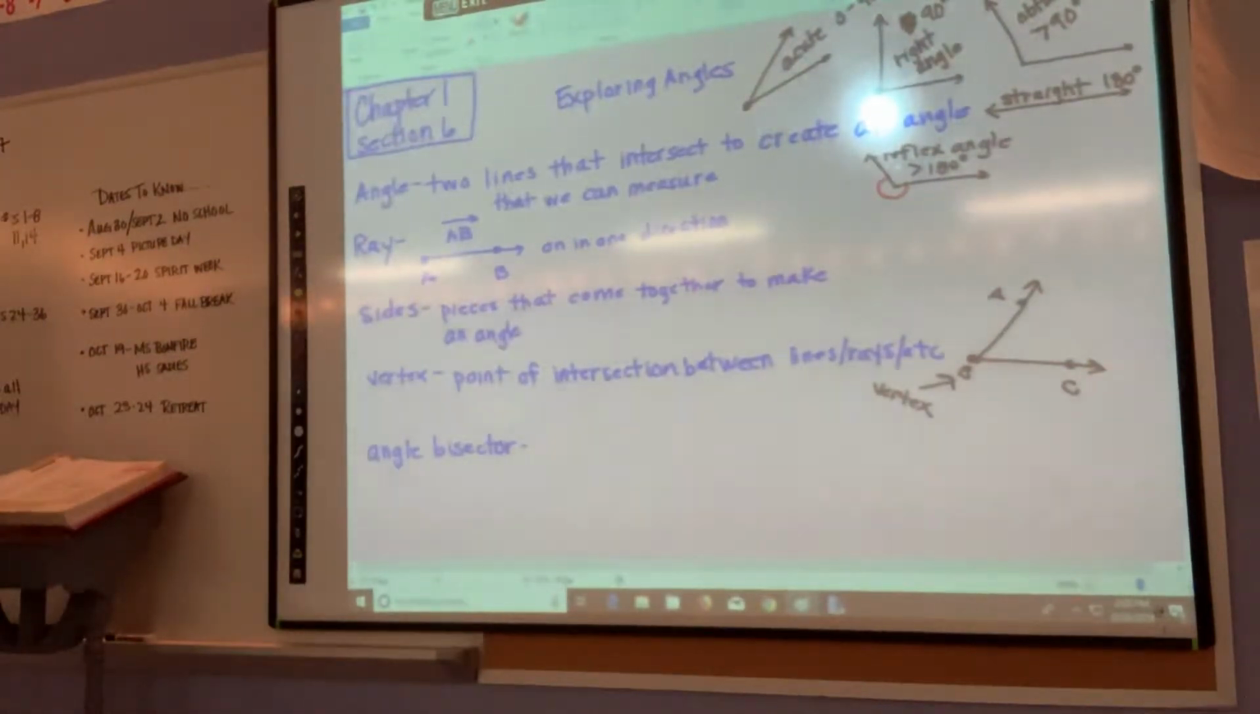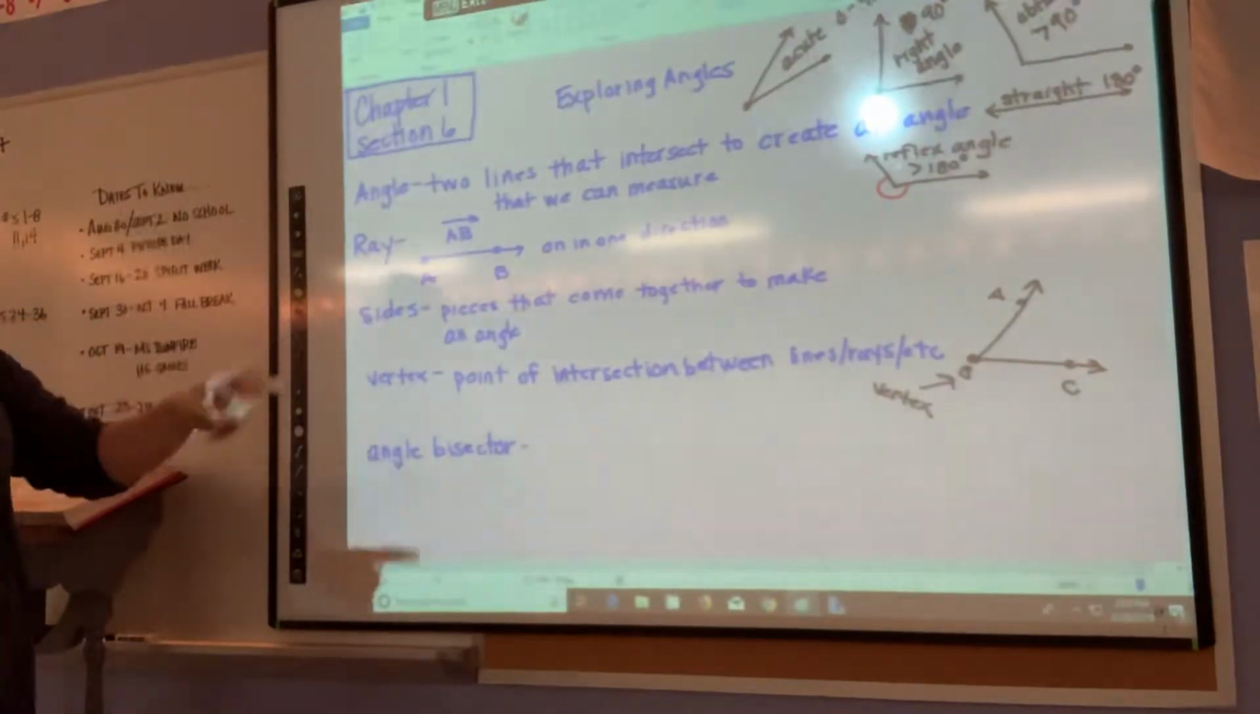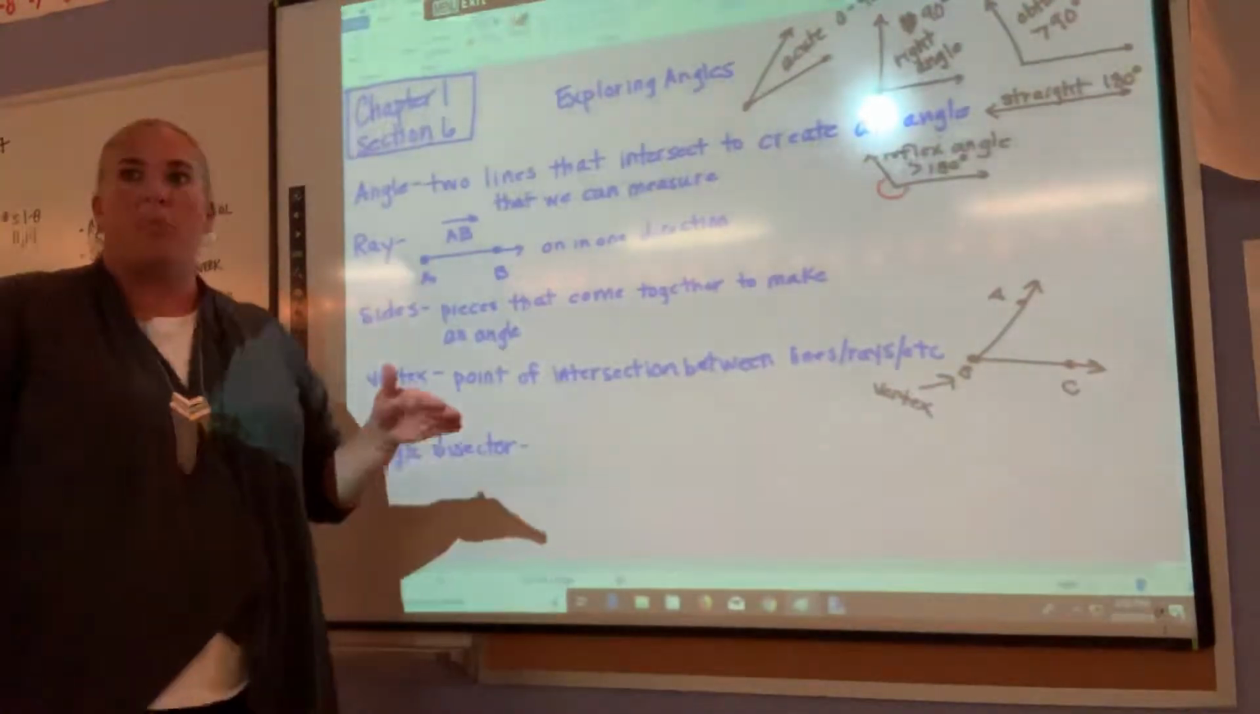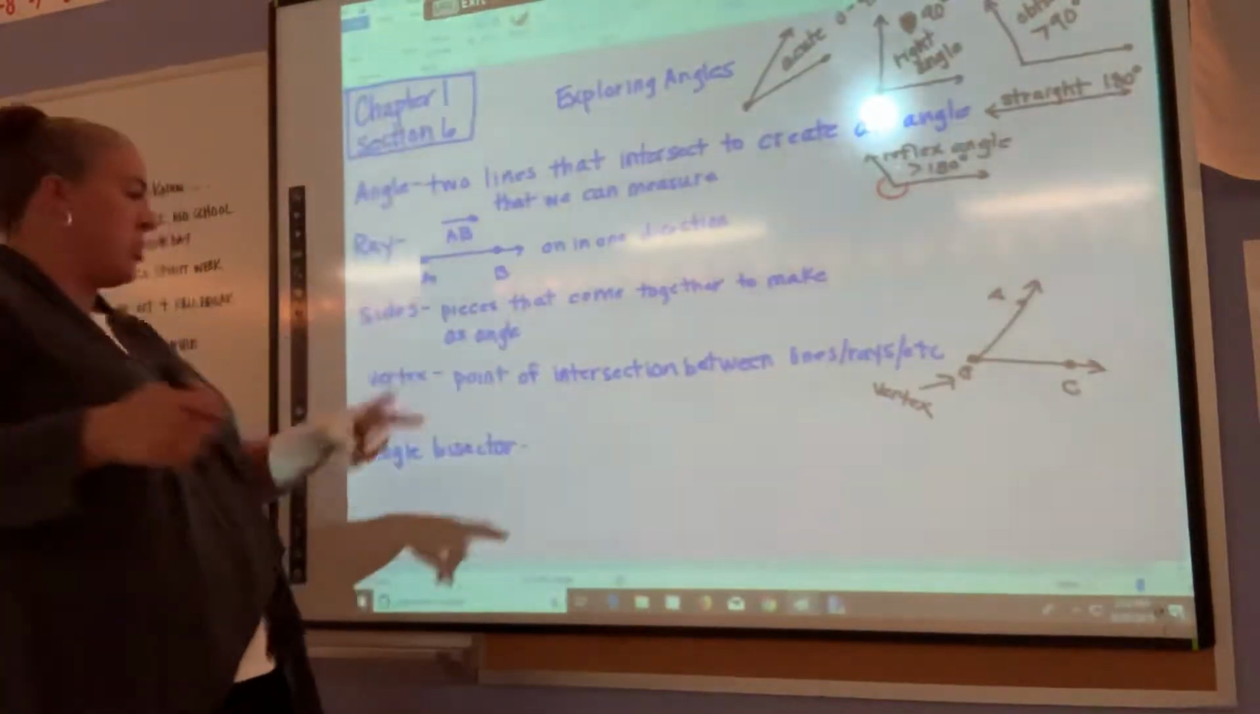If we talk about an angle bisector, think about what we talked about when we said line bisector. It means it divides it into two equal parts. So if we have an angle bisector, same thing. An angle bisector divides any angle into two equal parts.